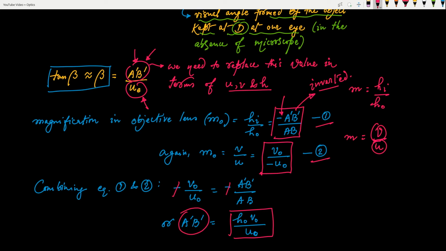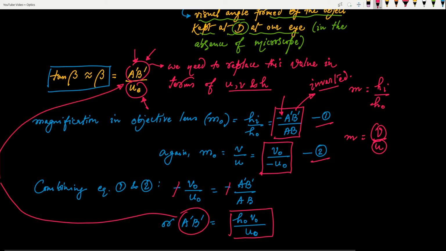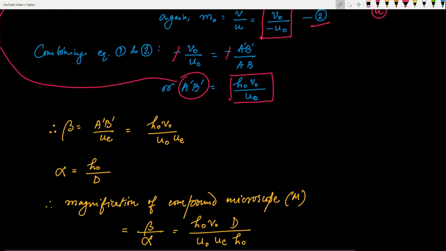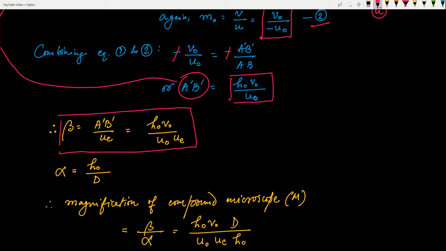Once we get the value of A dash B dash, now we will put the value of A dash B dash here directly, and we can find the value of beta in terms of H, V and U. So what we have done is we have put the value of A dash B dash here, and we got beta is equal to H naught V naught divided by U naught by UE. I hope this much is clear. So the concept of beta is done.